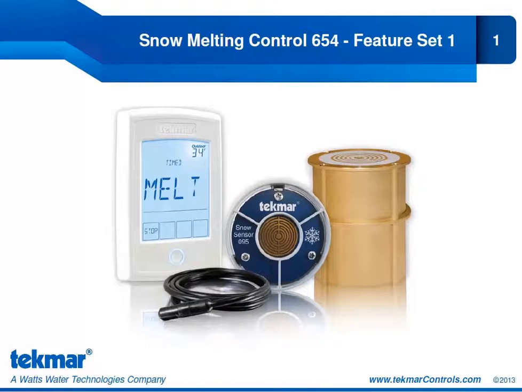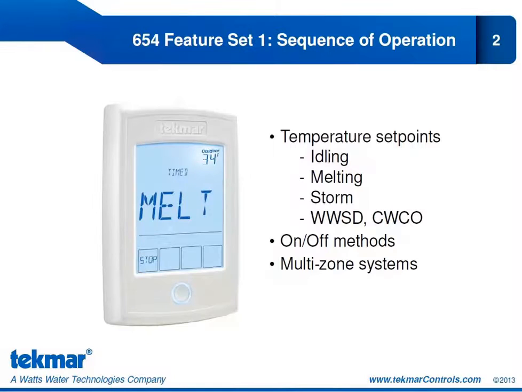This segment again looks at the SNOMELT Control 654, but this time we're going to take a specialized look at some of the new features that this control offers. The features we're going to look at in this fifth training segment, which is titled Feature Set 1, are those features that relate to the sequence of operation. We're going to start by looking at the temperature set points.